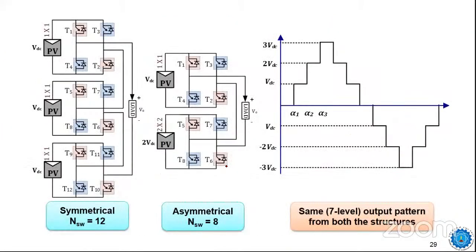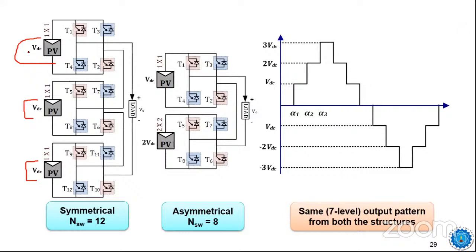What I have shown you here, but the concept of reduction of the number of switches comes from this. You see what is happening here. Instead of a DC source, I have directly integrated photovoltaic panels here. That is the beauty of a multi-level inverter. You can integrate photovoltaic panels instead of DC sources.